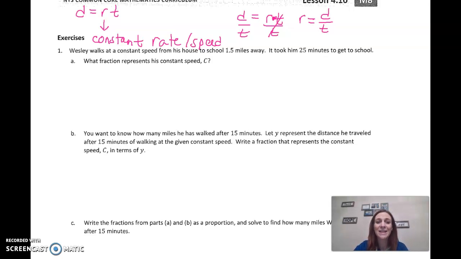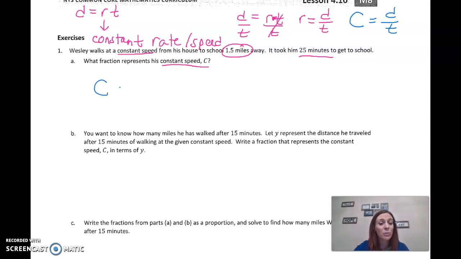And it says Wesley walks at a constant speed from his house to school 1.5 miles away. It took him 25 minutes to get to school. What fraction represents his constant speed c? Constant speed. Well, I don't know why the variable changes, okay, but your R, that's your C. So instead of writing it like this, I'm going to write C equals distance divided by time. Don't stress about that, just trust me on that. Your constant speed C is distance divided by time.